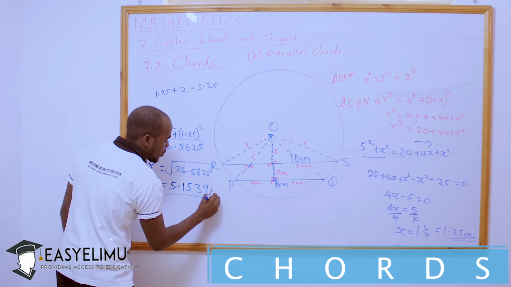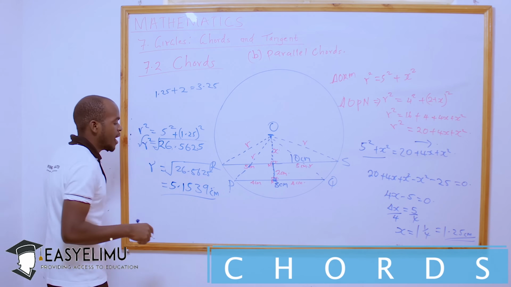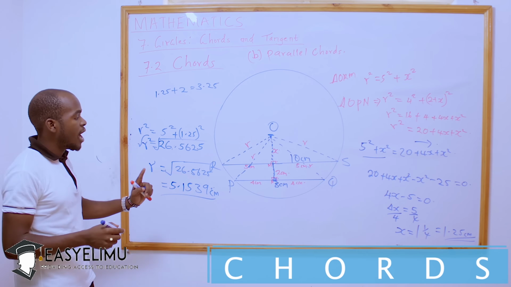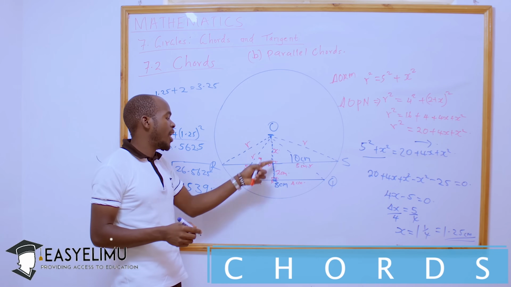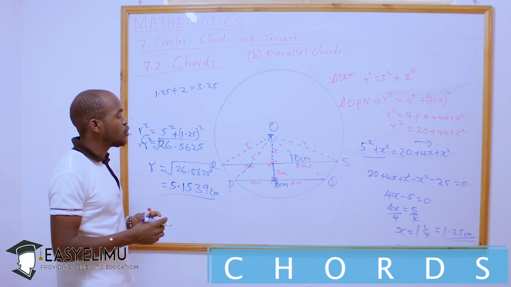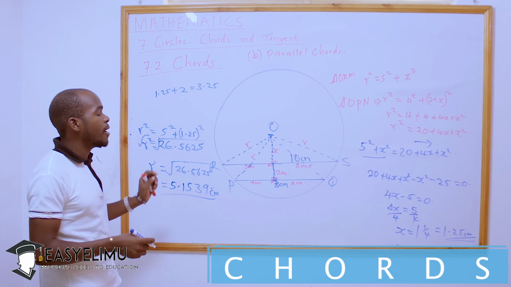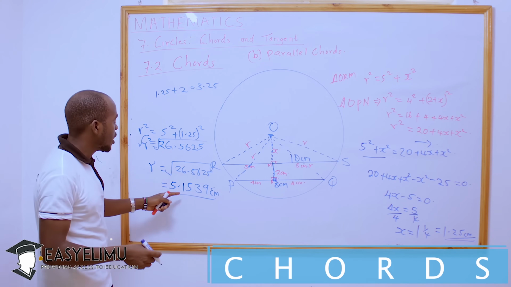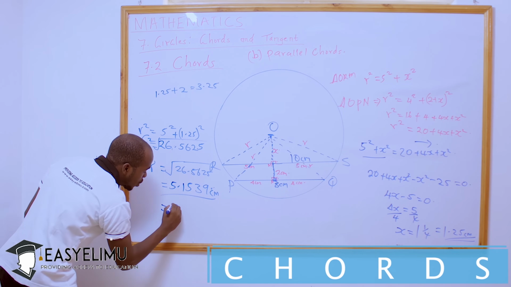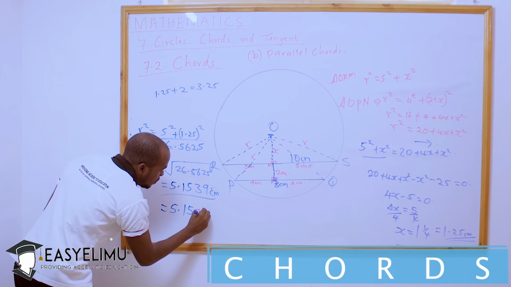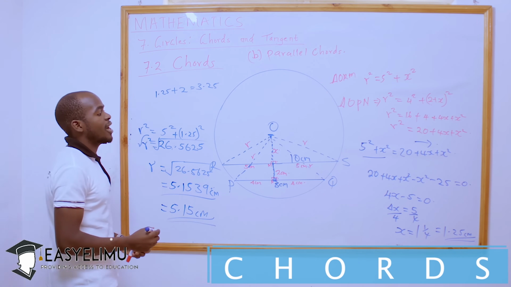5.1539. This is what I'm getting as the radius of that circle. So the radius r is equivalent to that. And if you use the other way, where the base will be 4 and the height will be 3.125, you should get the same answer as this one. So we are going to have the radius to 2 decimal places. We are going to have the radius as 5.15 centimeters. So that is the radius of that circle.